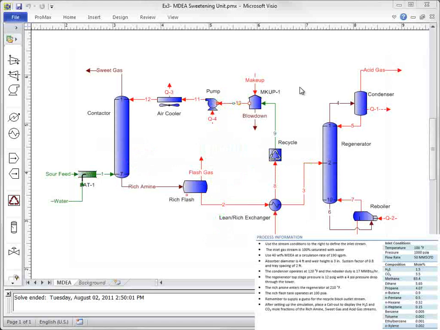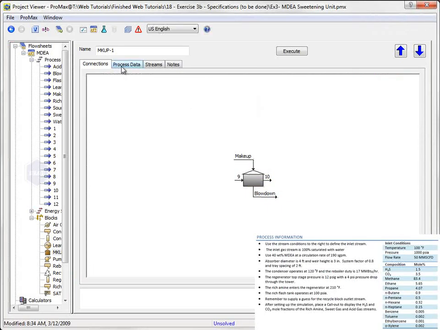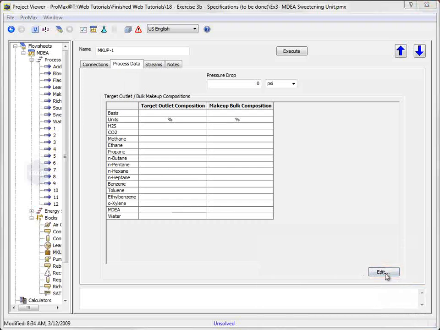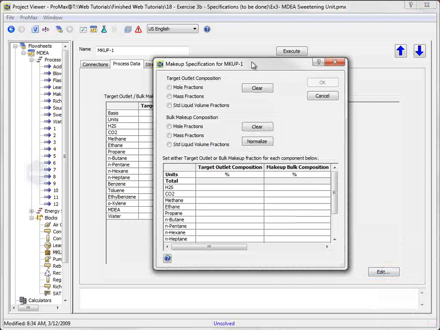Setting this flow rate satisfies the first of two required specifications for the block, the one that allows Promax to calculate the flow rate of the makeup stream. We still must provide the information Promax needs to calculate what the composition needs to be. This is accomplished from within the block. Under the Process Data tab are two columns, titled Target Outlet Composition and Makeup Bulk Composition. Selecting Edit will let us place the required values in their fields.